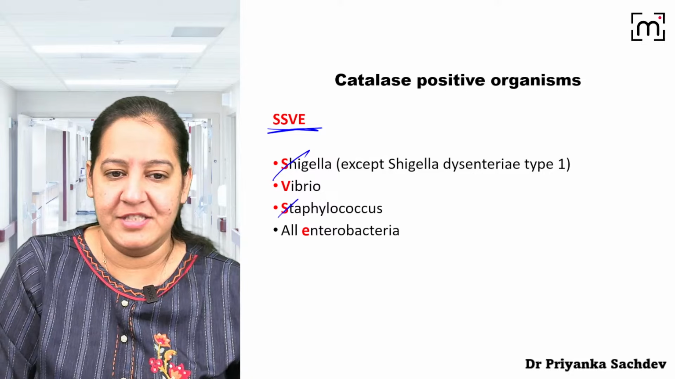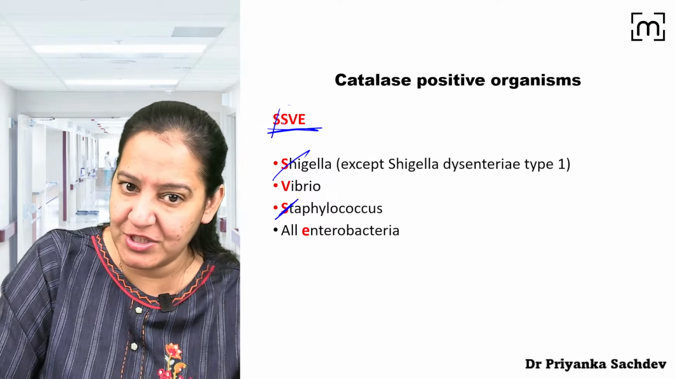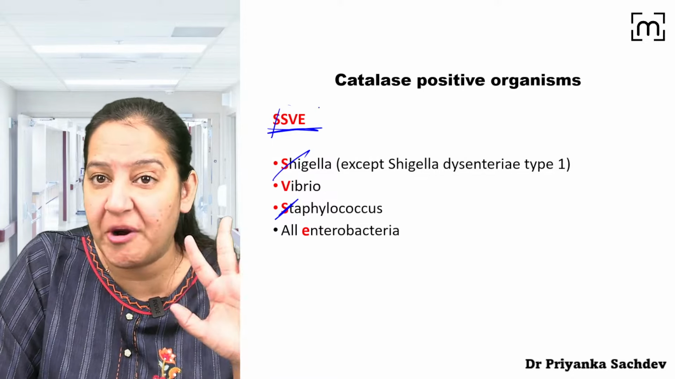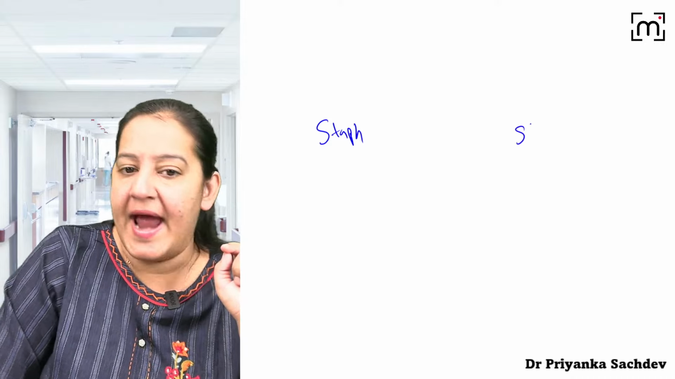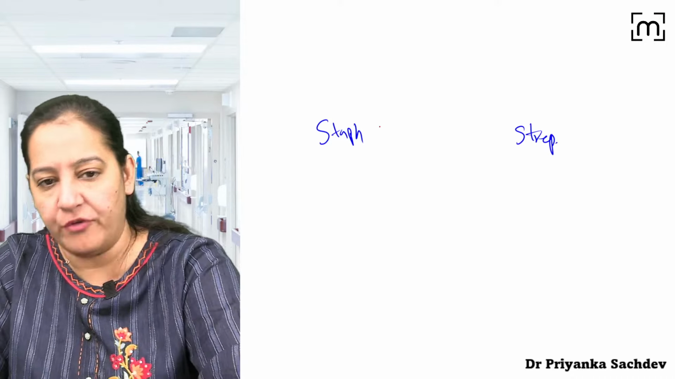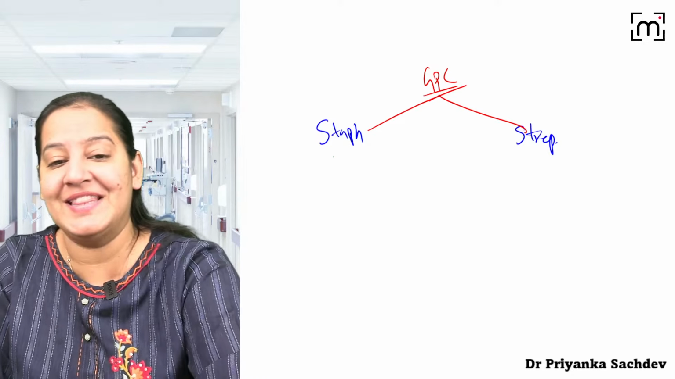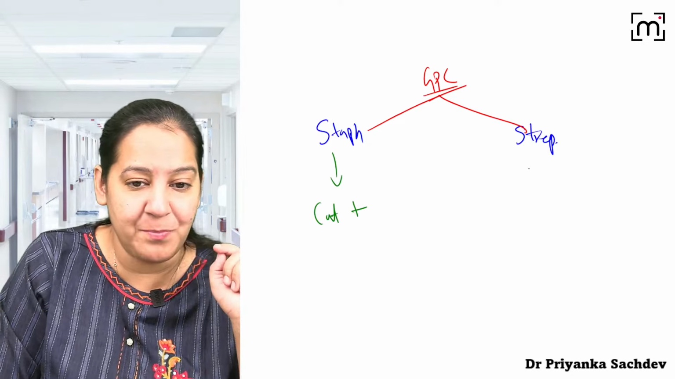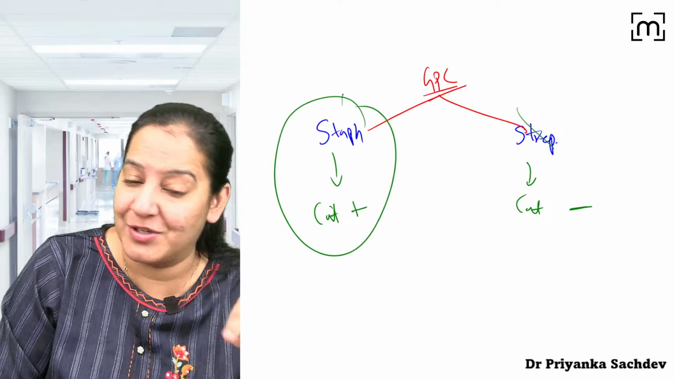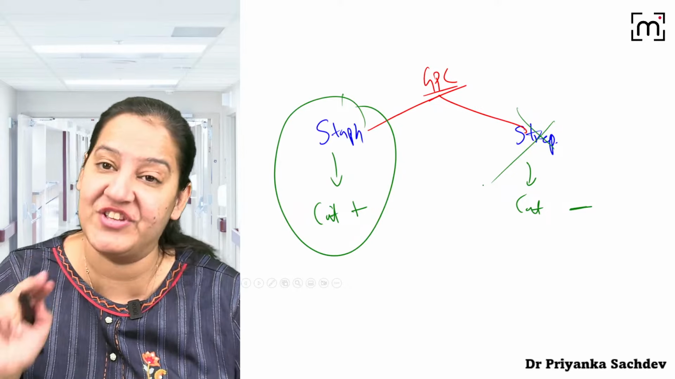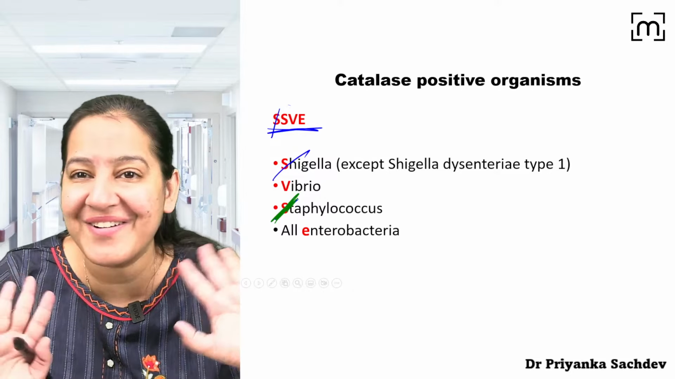So double S: Shigella and Staphylococcus. Staphylococcus are catalase positive. Another S is not Streptococcus. You know, Staphylococcus and Streptococcus, we know both of them are gram-positive cocci. The only difference between them is that this one is catalase positive and this one is catalase negative. So Staphylococcus are catalase positive but not Streptococcus. This is the way we differentiate them. So here in this mnemonic, Staphylococcus is coming but Streptococcus is not coming.